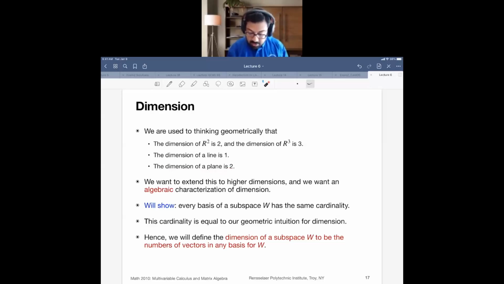What we want to do is extend this same idea to higher dimensions. And we want to be able to do this even if we can't do it geometrically. Let's try to do this algebraically.